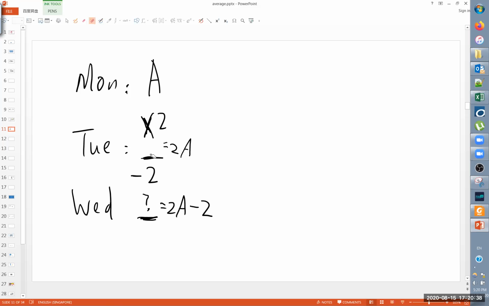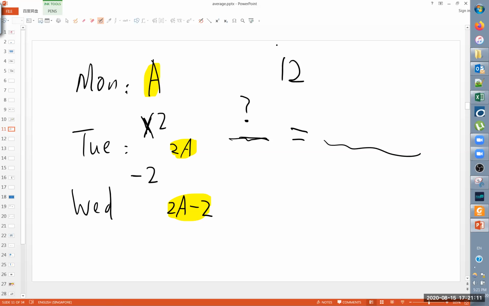Okay, now. So it means Monday is A, Tuesday is 2a, Wednesday is 2a minus 2. Right? If I tell you the total is 12, how do you form the equation? You need to fill up the wavy line. So how do you form this equation? How do you fill up the question mark?